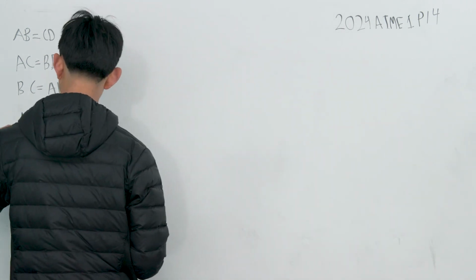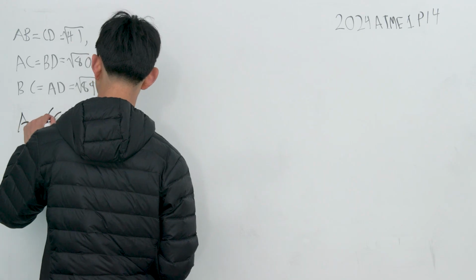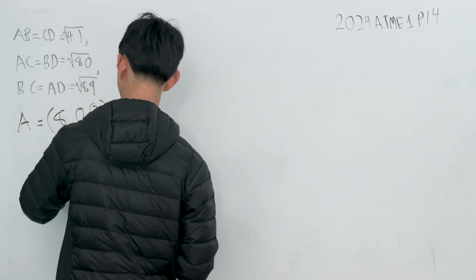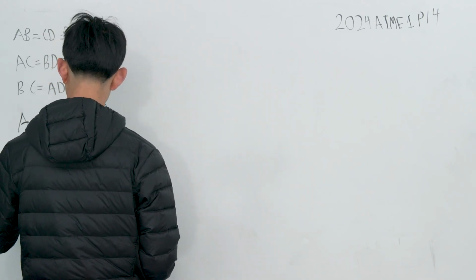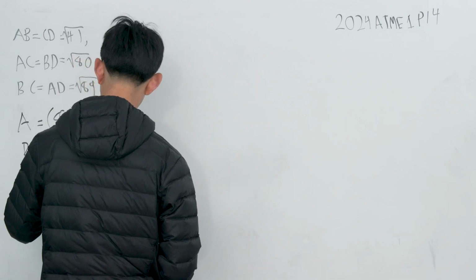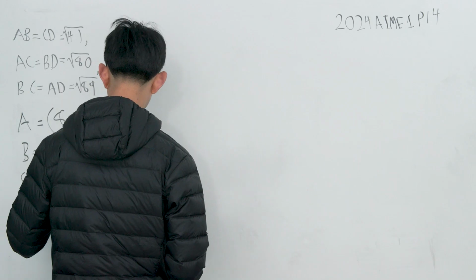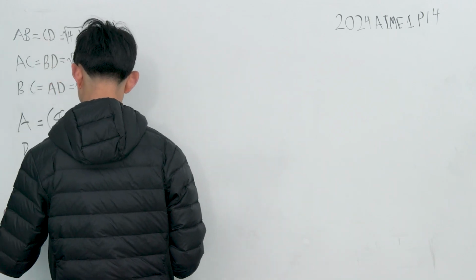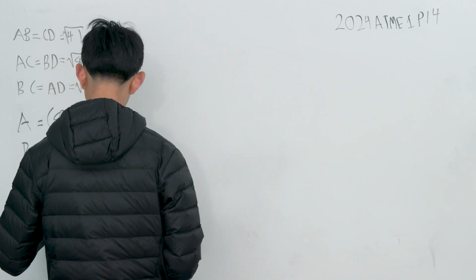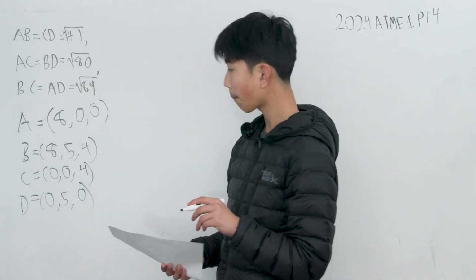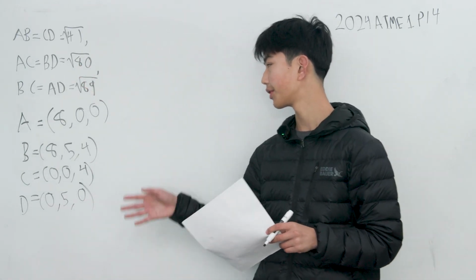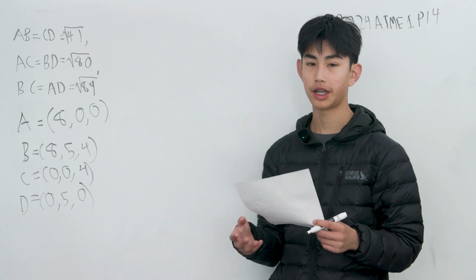So point A is going to have coordinates (8, 0, 0). B has (8, 5, 4). C has (0, 0, 4). And D has (0, 5, 0). So these are the coordinates for the three-dimensional plane.